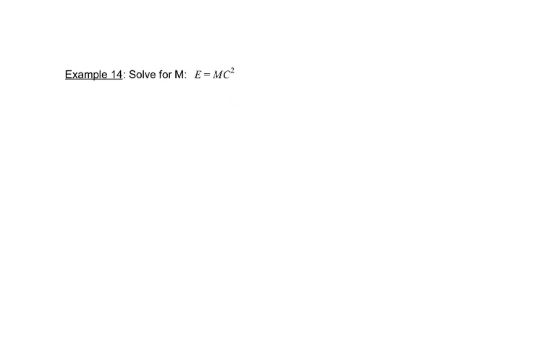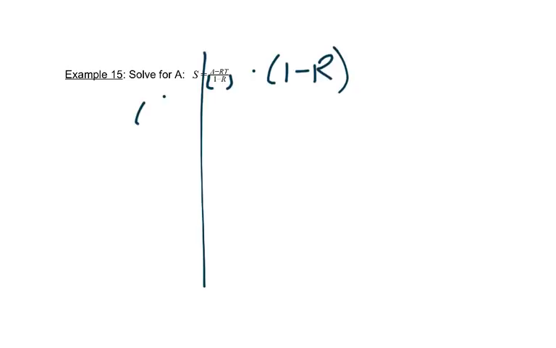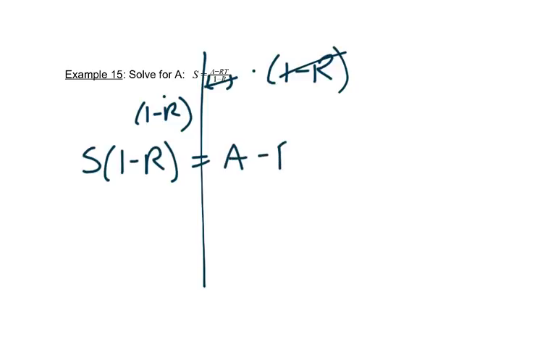We'll skip example 14 and we'll do this last example here, example 15. So we want to get a by itself. We have a fraction here, so the first thing we'll do is put that denominator in parentheses and multiply by the whole thing all at once on both sides. So on the left, that gives me s times 1 minus r equals a minus rt. Now I'm trying to get a by itself, so I see that I have this minus rt over here, so I just add rt.